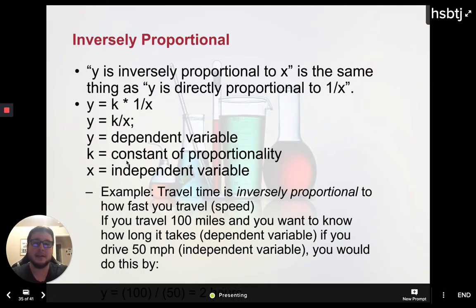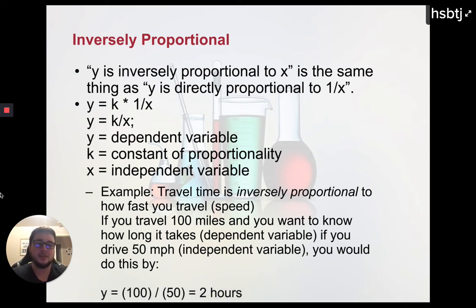My example there is travel time is inversely proportional to how fast you travel. So you travel 100 miles and you want to know how long it takes. You would just divide your distance by your speed, and you would get your traveling time of, in this case, 2 hours.